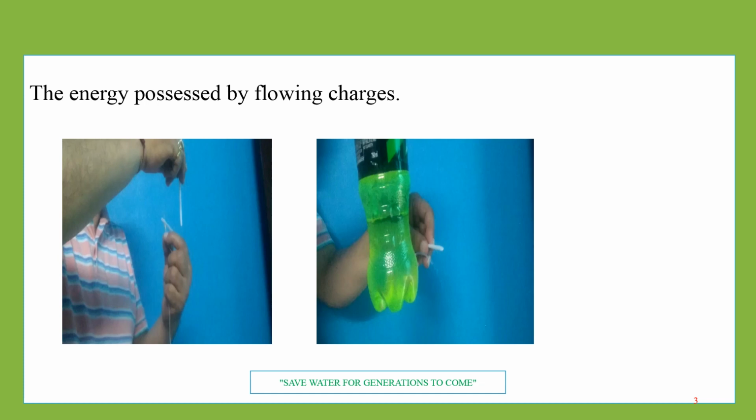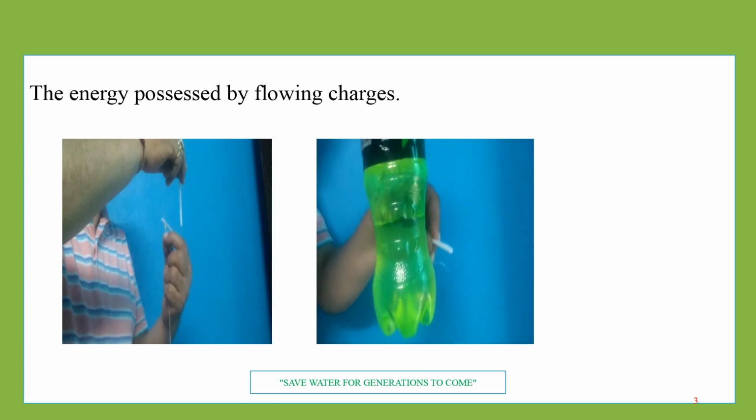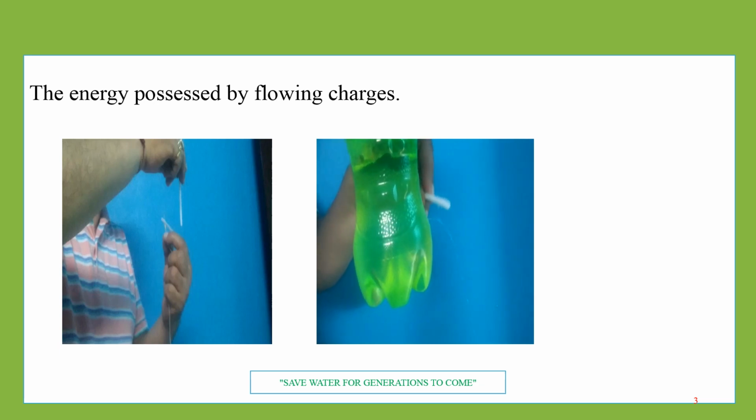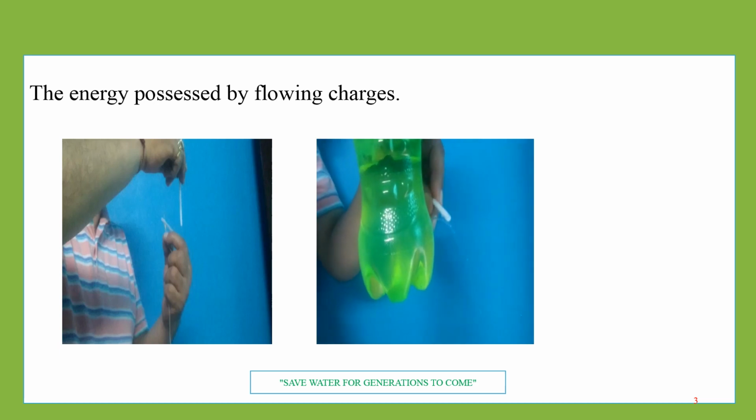Now in this activity I have taken again a straw, which I first rub with dry hair, and this is the bottle from which water is coming out in a thin stream. Here you can see what happens when it is brought near this water stream. It is changing its position. So the water is being attracted by this straw. This shows that this charged straw contains energy.